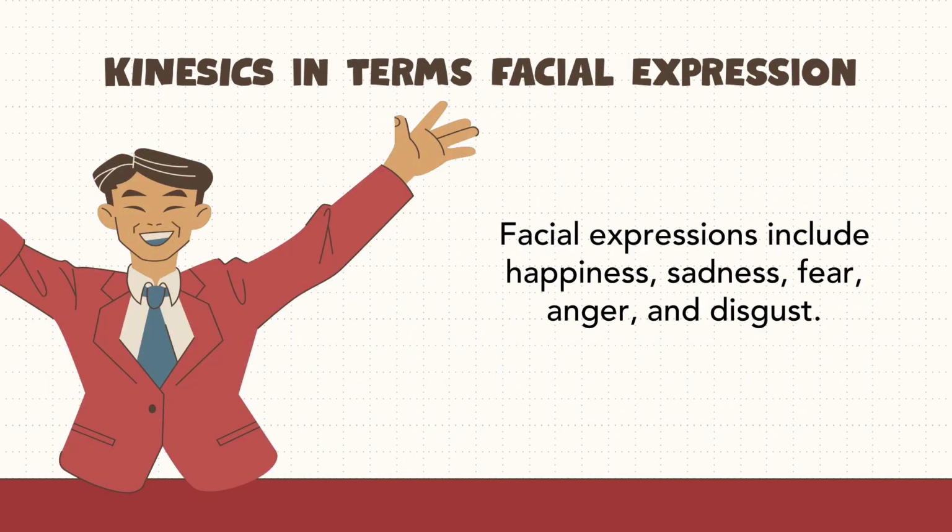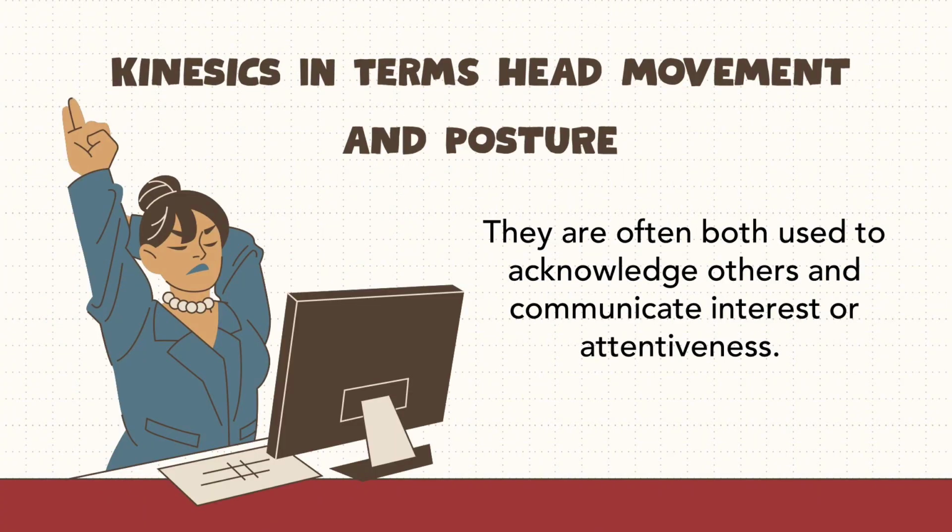Kinesics in terms of facial expression. Facial expressions include happiness, sadness, fear, anger, and disgust. This type of kinesics provides communicative signals of emotions in your face. Kinesics in terms of head movement and posture. They are often both used to acknowledge others and communicate interest or attentiveness. Examples of head movements are nodding and head shake, whereas human postures include standing, sitting, squatting, lying down, hand on hips, and leaning forward.